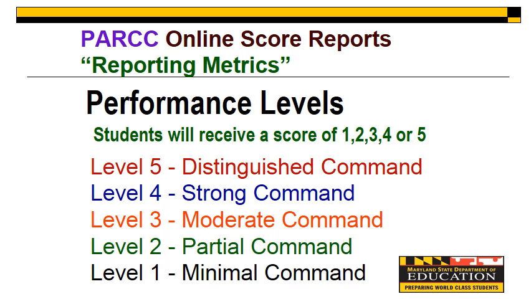So as they saw, like I said, there was a 1 through 5, 1 being minimal command and 5 being distinguished command. Some of you may also have students in Baltimore County. You may have received your score report, especially if they were in elementary school, so you get an idea of what these levels mean.